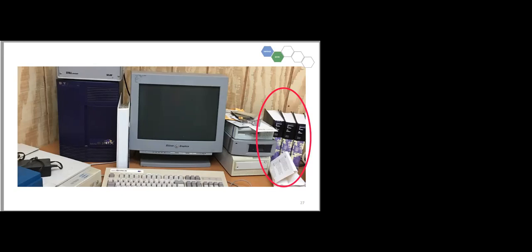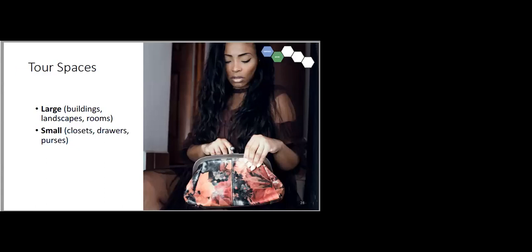So another approach, just an add-on to that. So the tour spaces, your contextual inquiry or your touchstone tour, this can be a large space or it can be a small space. It can be a building, it can be a park, but it could also be someone's pocket. Maybe you want to find out what nurses carry with them during their shift, and you can say, nurses, what's in your pocket? And so this is information that can be very useful depending on what you're trying to learn.